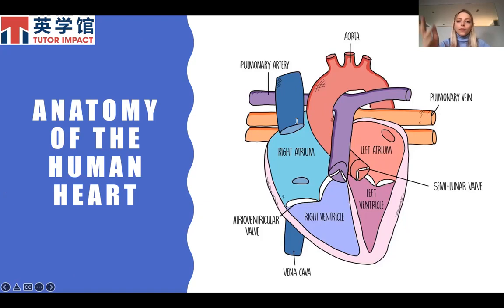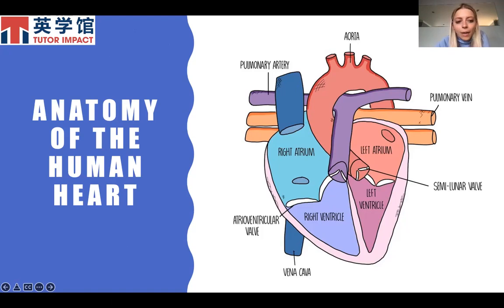If you remember, when we talk about pulmonary, we're referring to the lungs. And as I said, arteries are when the blood is carried away from the heart, and veins are when it comes back to the heart. And that is how the blood is transported around the heart.